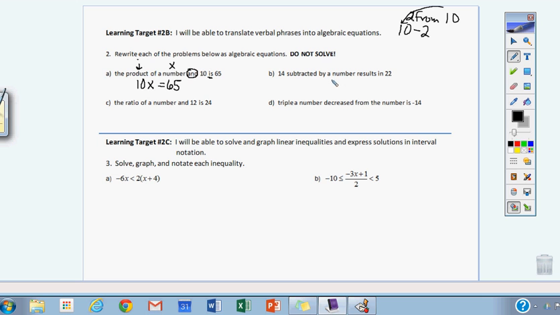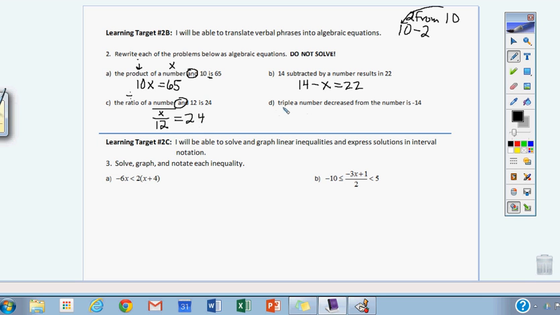This first part isn't saying that, it's subtracted by. That's a different word there. So 14 subtracted by a number, so take away a number, results in 22. So we get equal to 22. Ratio here, hopefully you know that means division, but make it a fraction, it's a little bit cleaner, of a number, here it is again, and 12. So that tells me the two things I have to divide. The ratio of a number and 12 is 24.